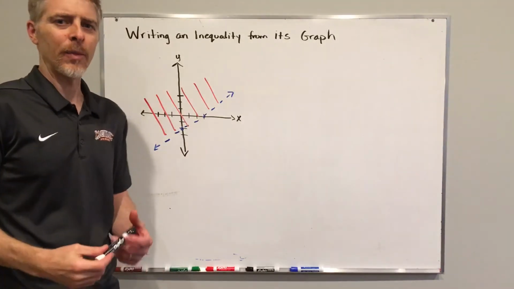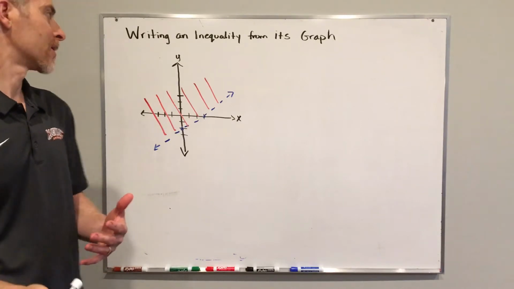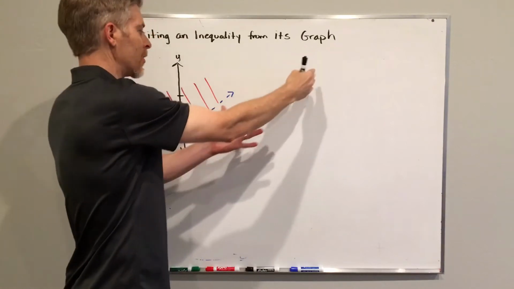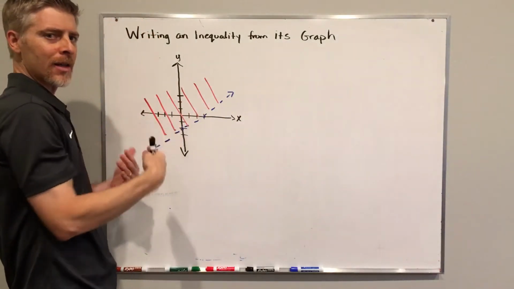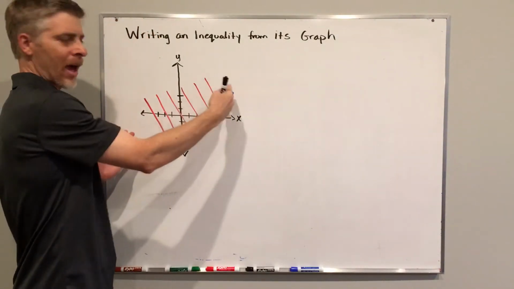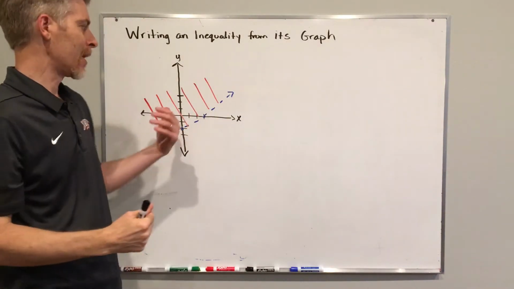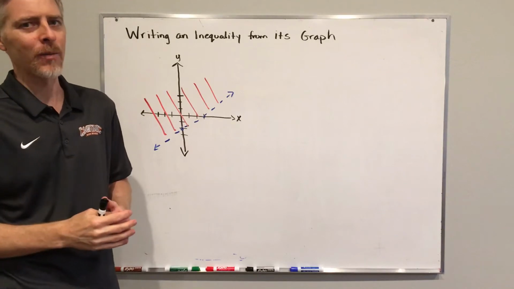So this is a fun little puzzle. We're gonna work backwards. We're used to having an inequality and then you graph it. But in this problem, we already have the graph and we have to figure out what the inequality was that made this graph. So a little bit of thinking backwards.